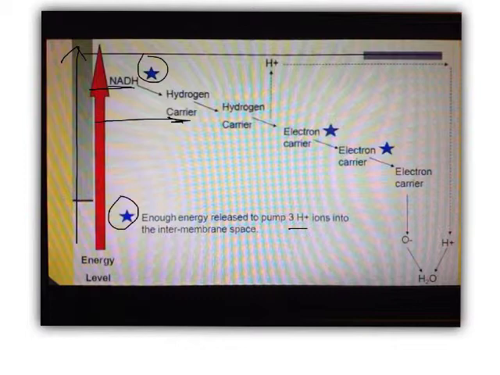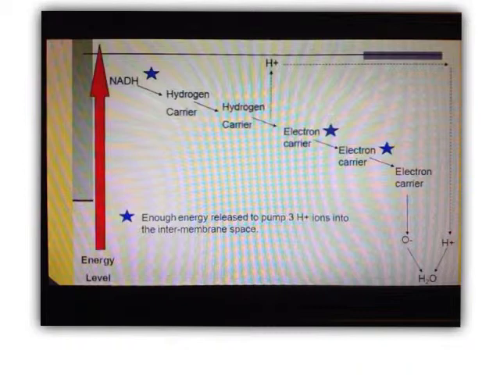Now if we can get 3 hydrogen ions into the space, what can we make? 1 ATP. So I suppose each of those stars really is representative of enough energy to make 1 ATP. So, as I said earlier, NAD is at a higher energy level than this one. Energy is released there, so we can pump these 3 hydrogen ions into the membrane space. Again, the hydrogen is then passed down to this next carrier, and then at this point something different happens.